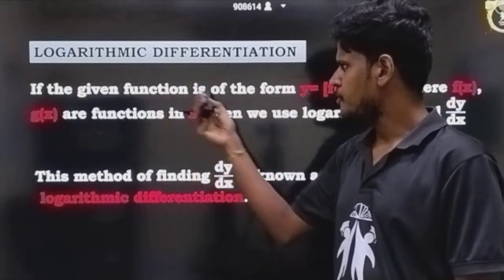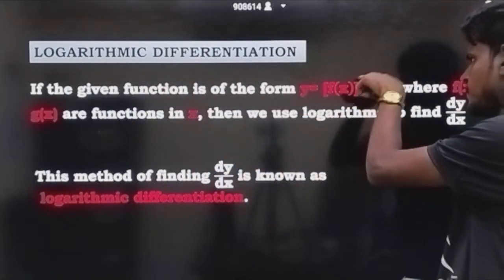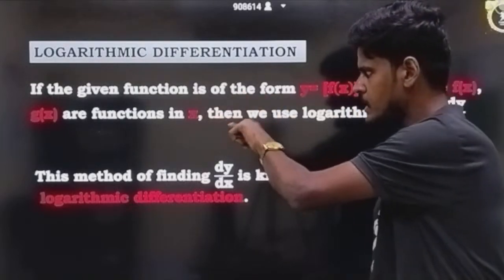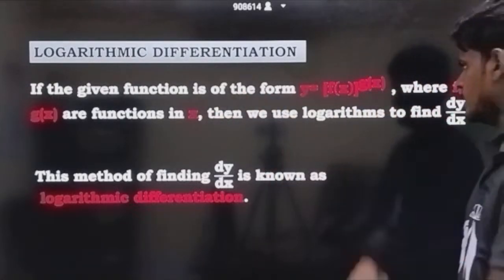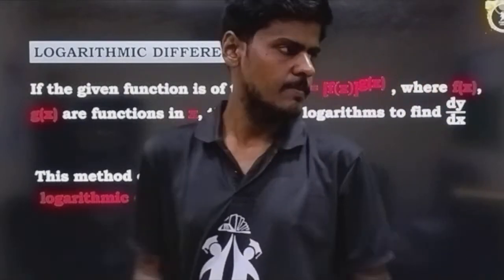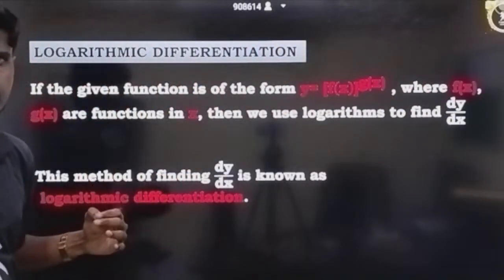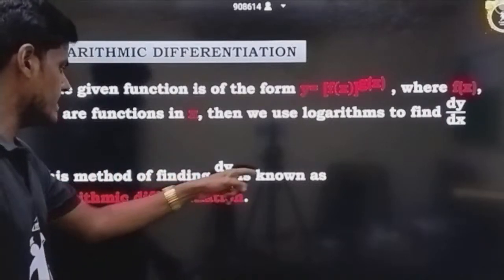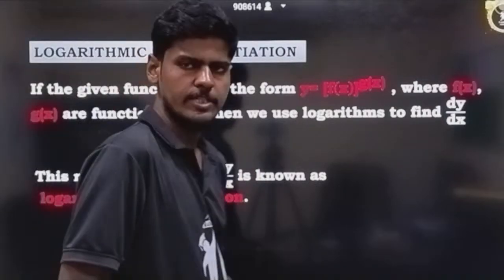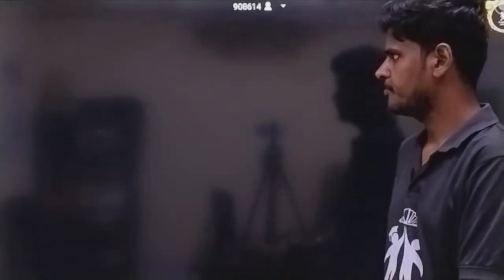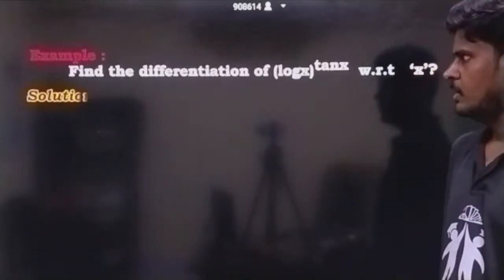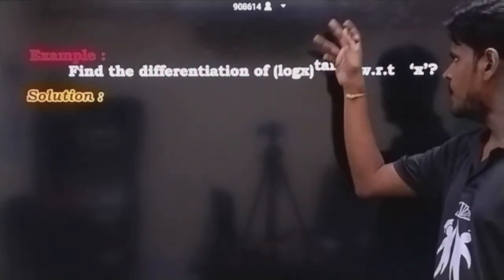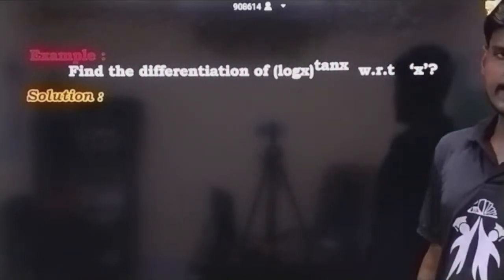So here, if a function is of the form f of x power g of x, where f of x and g of x are functions in x, then we use logarithm to find dy by dx. With a question you will understand this better, very easy. The method of finding dy by dx like this is known as logarithmic differentiation. We will consider an example. Find the differentiation of log x power tan x with respect to x.